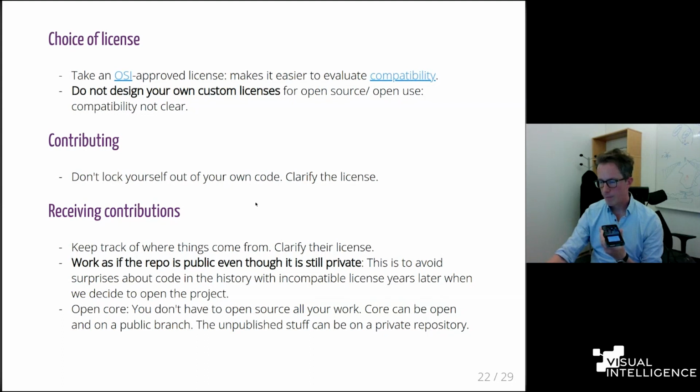If you receive contributions, you get a pull request, 20,000 lines of code. It can be good to clarify where did this come from? What is the license of it?